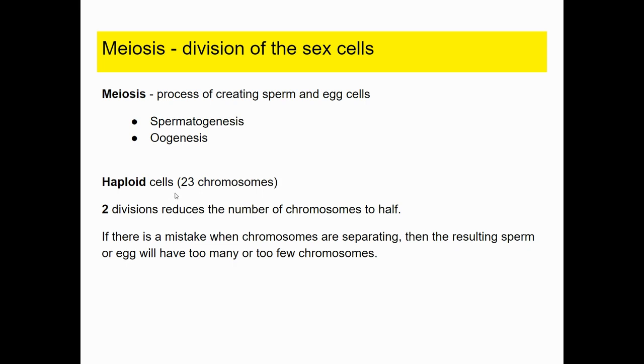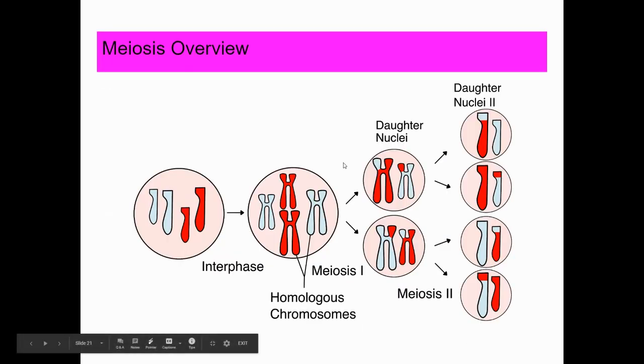Haploid cells is what is produced through meiosis. Haploid. It's going to have 23 chromosomes because normally we would have 46. So if you were to take a sample of your skin tissue, it would have 46 chromosomes in it because that's a body cell. But if it's a sex cell, like a sperm or an egg, it's going to be 23. 2 divisions reduces the number of chromosomes to half. If there was a mistake when chromosomes are separating, then the resulting sperm or egg will have too many or too few chromosomes.